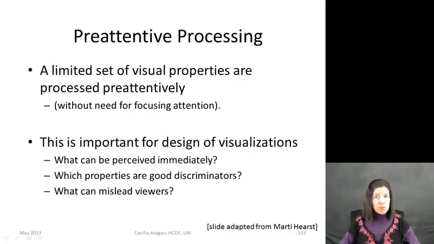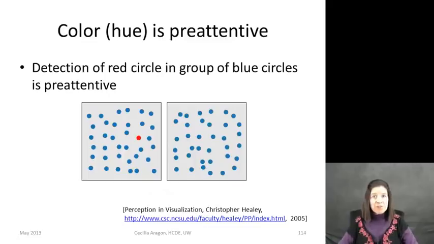And you can see why this would be important for designing visualizations. What can be perceived immediately? What properties are good discriminators? What can mislead viewers? How can you use the ability to process information pre-attentively to strengthen your visualization? Let's talk about a couple examples.